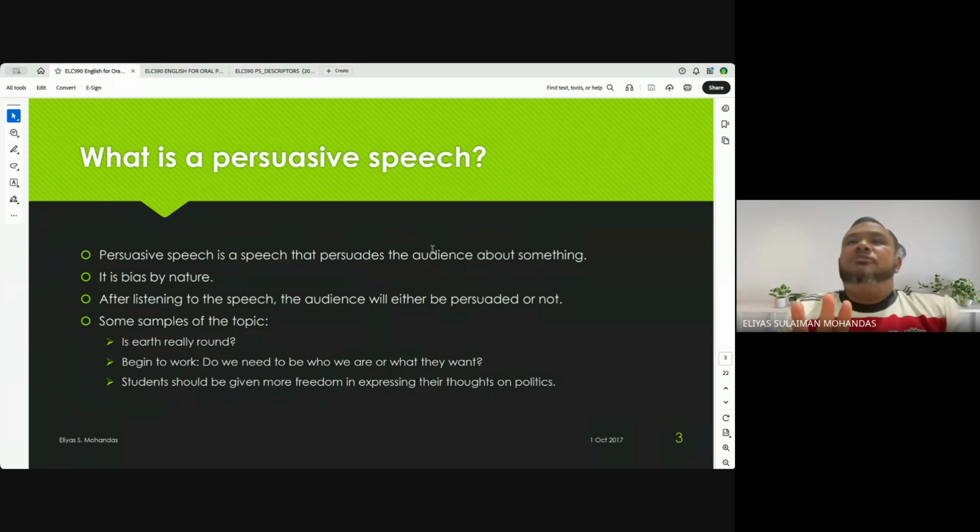That is informative. But persuasive is more on, maybe I disagree on this idea, but after listening to your speech, I change my scale from disagreeing to being neutral, perhaps. Or if you're really persuasive, I might be changing my stand from disagreeing with that idea to agreeing with that idea completely.